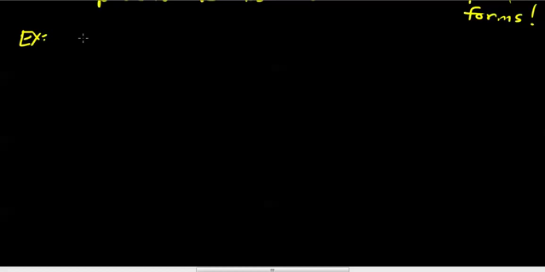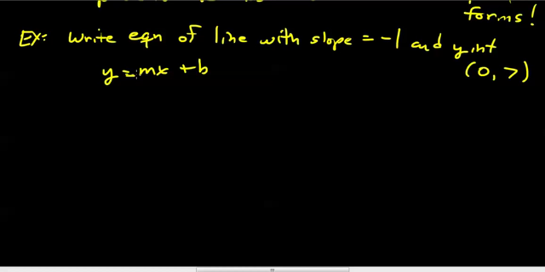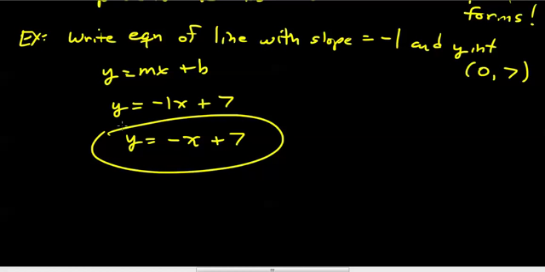Example. Equation of line. Remember we talked about writing equations of lines? That's the title of this section. And here we are asked to write an equation of a line with slope equal to -1 and a y-intercept of 0, 7. Well, again, slope-intercept form tells me if I know the slope and I know the y-intercept, I can instantly write down the equation of this line really by inspection. So y equals minus 1x plus 7. Of course, we'd probably write this y equals minus x plus 7.